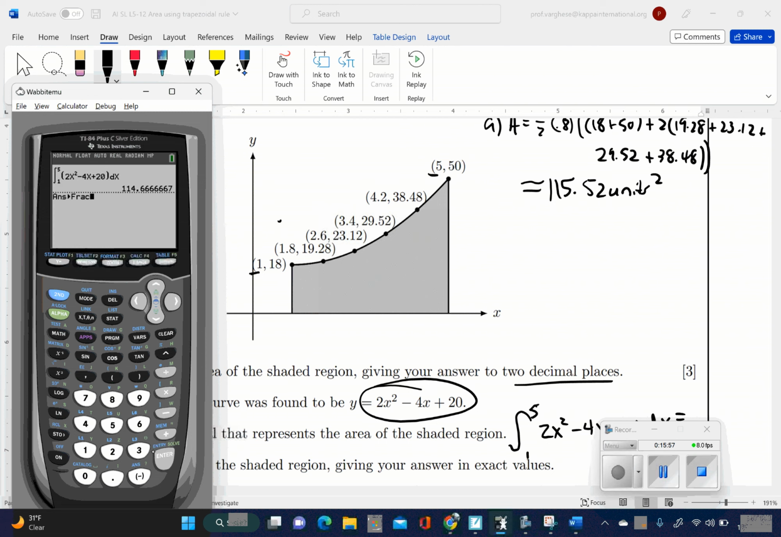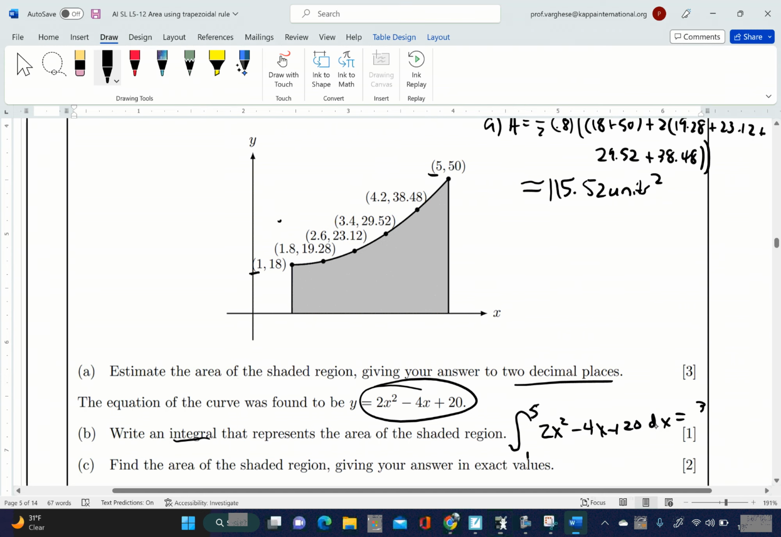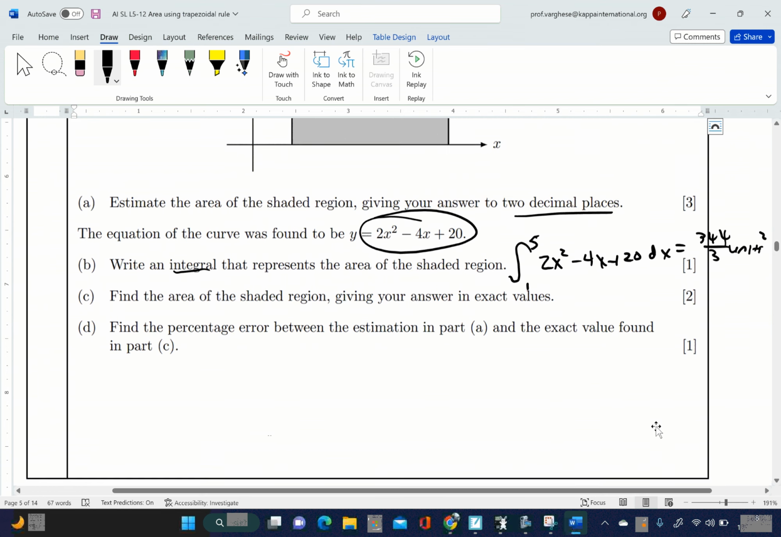Math frac, option number 1, hit enter, and I get 344 over 3 units squared. So let's write that down: 344 over 3 units squared. Okay, that's the integral that represents the area.